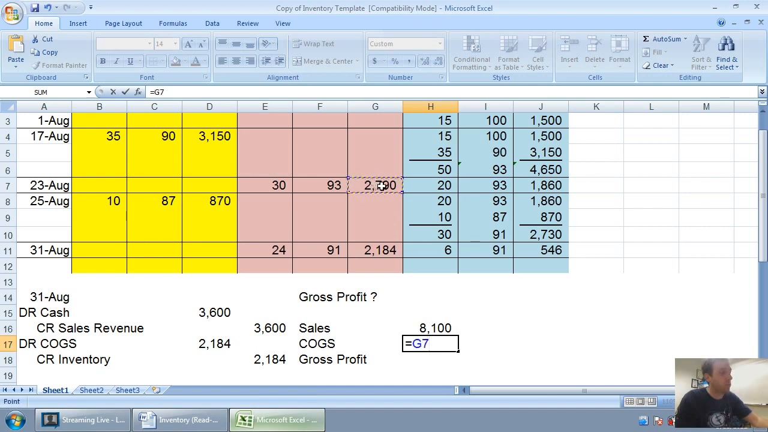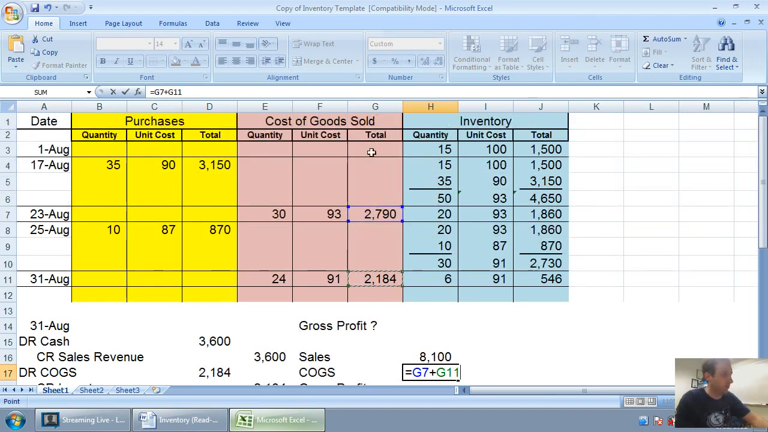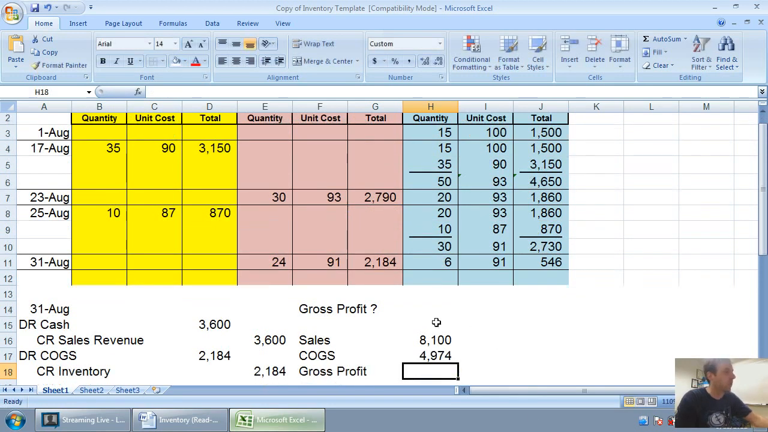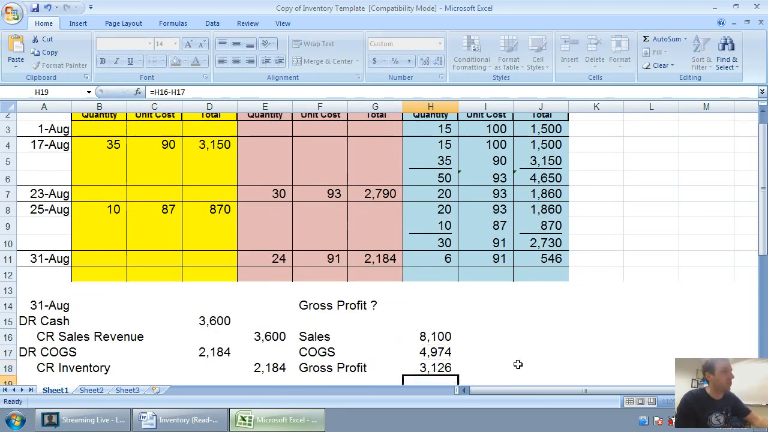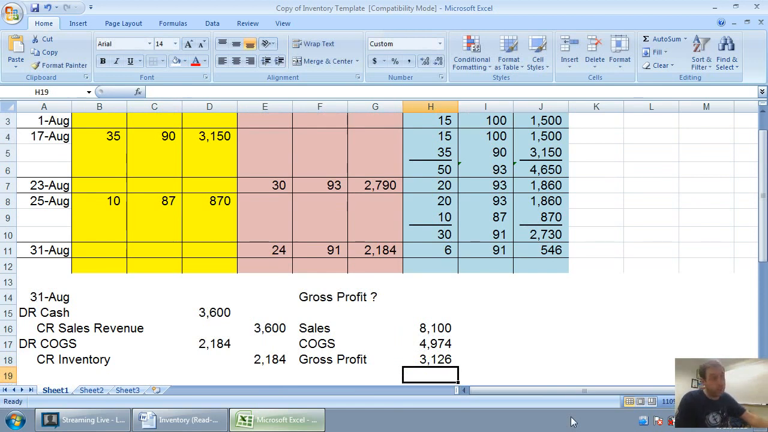Our cost of goods sold is just the sum of our cost of goods sold column, 2790 plus 2184 in this case. Sales minus COGS is our gross profit, 3126. We know that that minus the rest of our expenses would give us a net income figure. So that's something I often ask my classes. And again, the gross profit or gross margin represents how much we marked up our product above the cost.